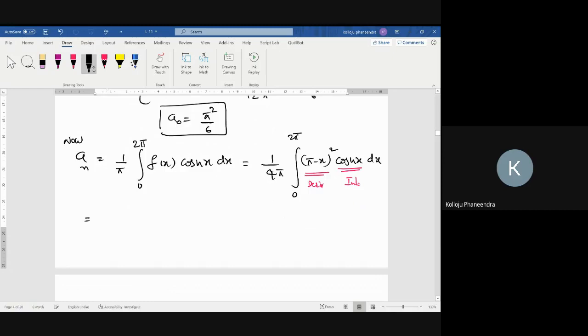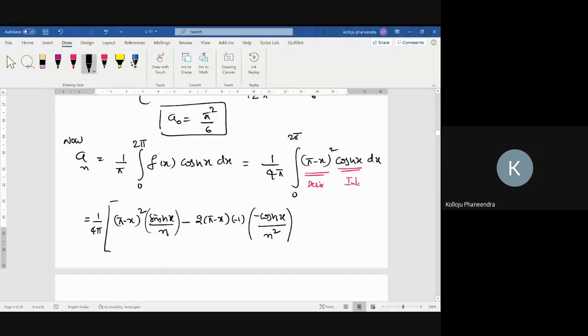Listen carefully. First, 1 by 4 pi. The derivative part (pi minus x) whole square stays as it is. What is the integration of cos nx? Sine nx by n. Minus. Now the derivative of (pi minus x) whole square is 2 into (pi minus x), and the derivative of (pi minus x) is minus 1. The integrating part's integration again: the integration of sine is minus cos nx by n, so n into n, n square.